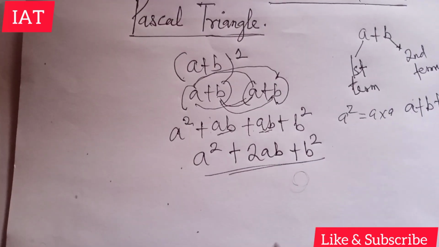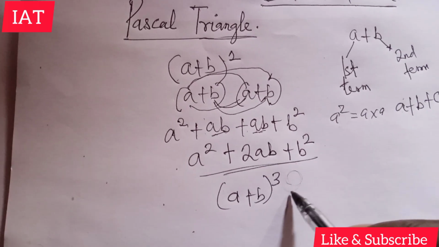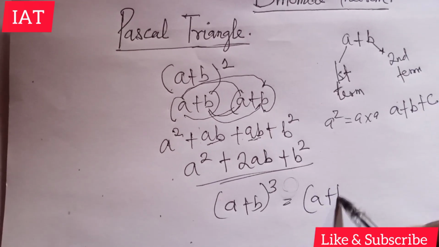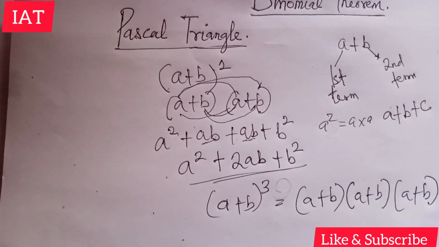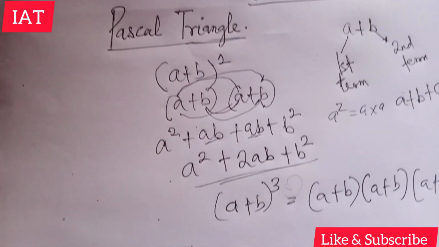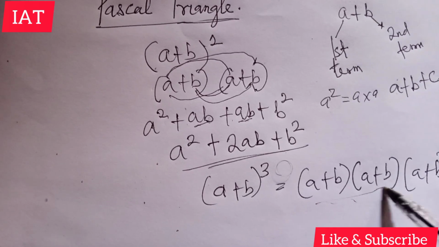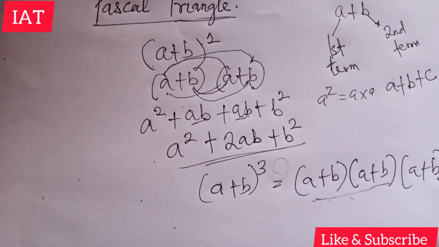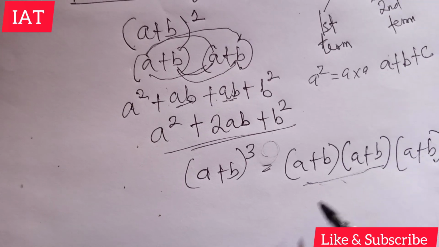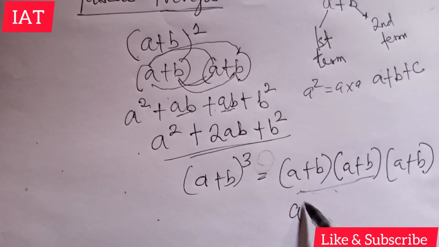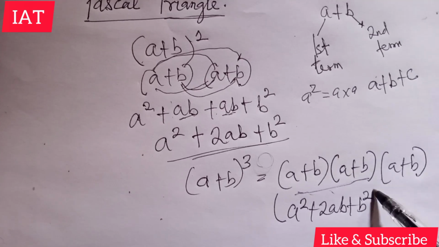What if you have it like this, maybe a plus b all to the power of 3? It's the same thing, you just have to duplicate it like this, a plus b into a plus b into a plus b. And of course you see how strenuous this could be, because you need to multiply these two terms first before you use the result against this one. We already have that result, a squared plus 2ab plus b squared.